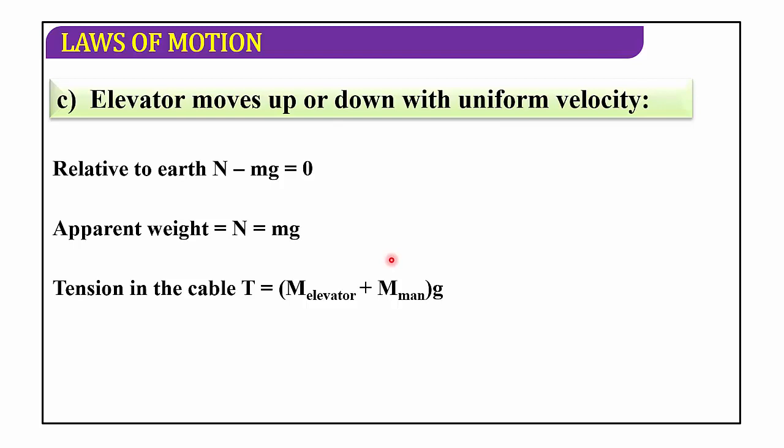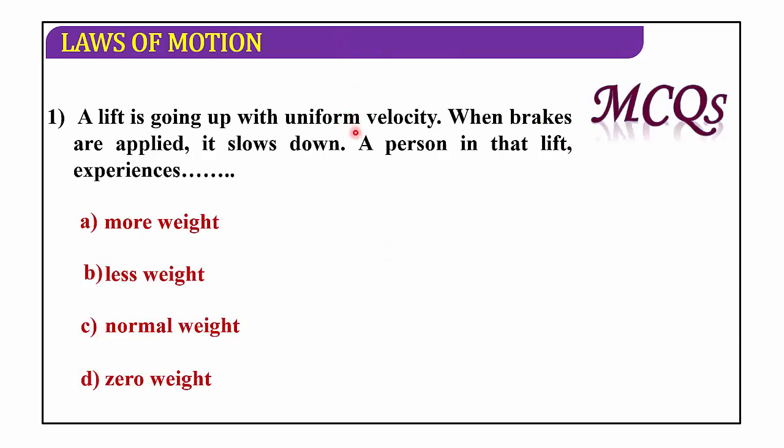Rest means uniform velocity. Upward, it is g plus a; downward, g minus a; and when it is at rest or having uniform velocity, this is simply g, because a is 0. Yes, go for a multiple choice question on that concept.